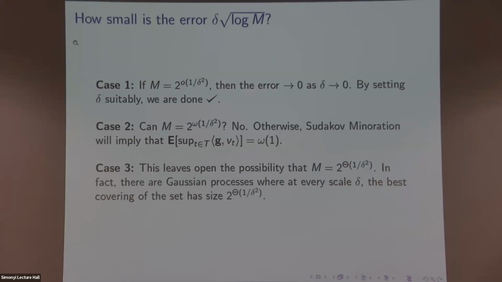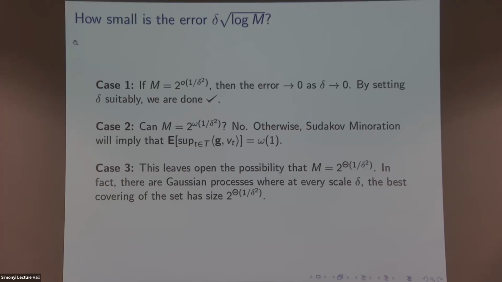And it turns out that indeed there are Gaussian processes where it doesn't matter what delta you choose. The best delta covering that you can do at every scale delta has size exactly 2 to the 1 over delta squared. So it doesn't matter what covering radii you choose, it's not going to work. Any single radius clustering is not going to work. So we should choose a multi-radii clustering. We should be more conscious of the geometry of the space we are dealing with.